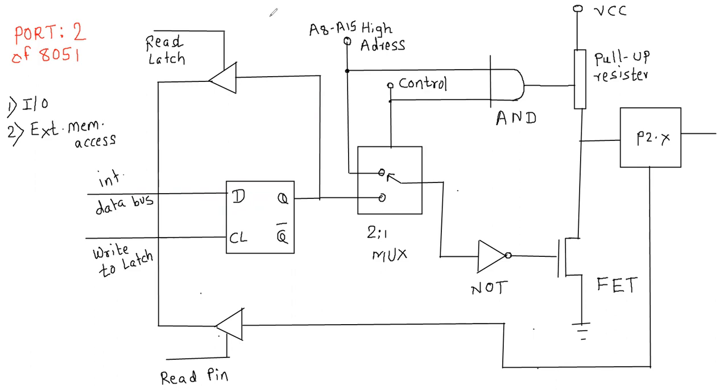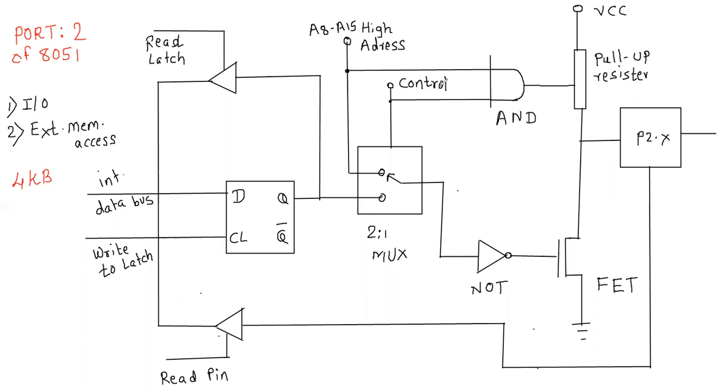We all know that the microcontroller has 4K of internal ROM available inside the 8051 microcontroller chip. So whenever there is a requirement of more memory, that memory can be connected externally to the 8051, and port 2 will be responsible for identifying these locations in the external memory through the higher address lines, that is A8 to A15.